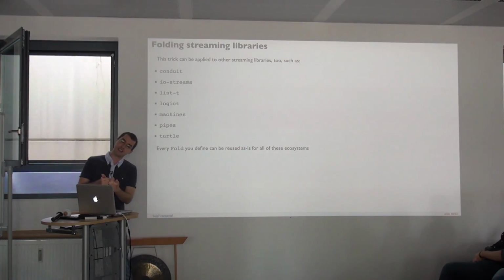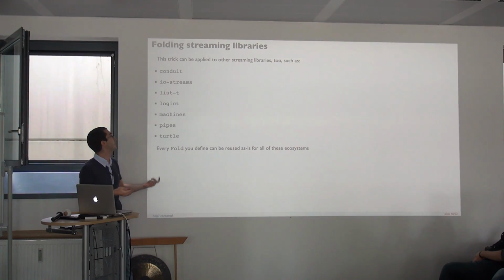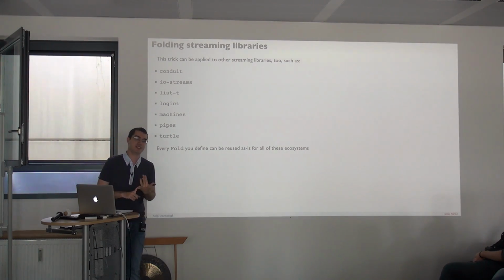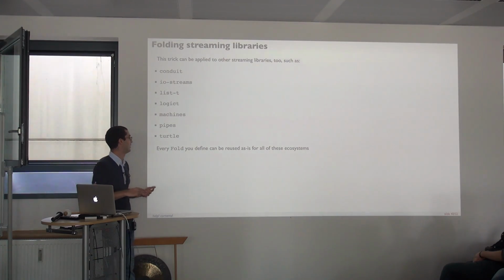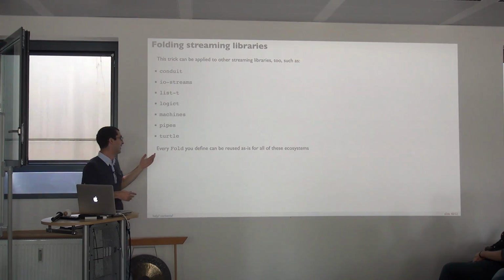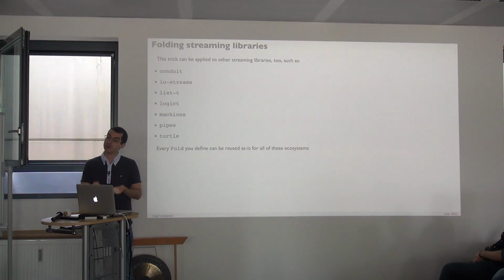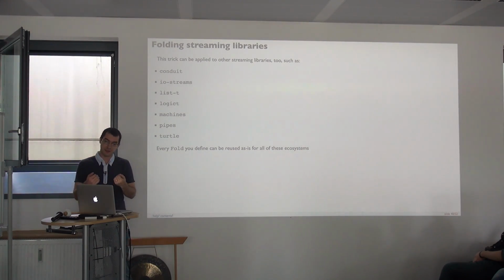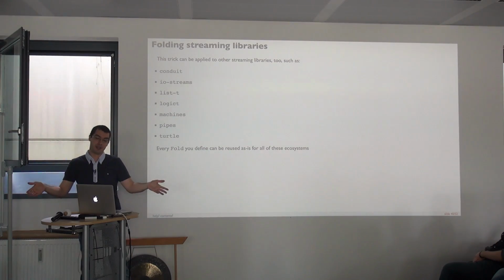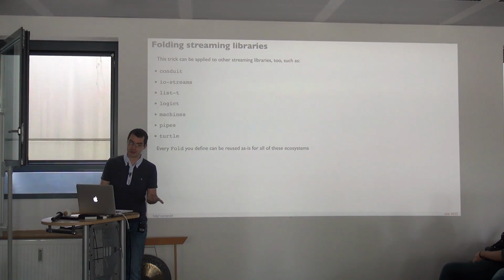What's really neat is that you can apply this to any streaming library. You can use this exact same trick to write folds that work with Conduit or with IO-Streams or with ListT or machines or pipes or Turtle. Yes, even Turtle has a streaming abstraction. That's really cool because folds are really portable and reusable. Folds are write once, run everywhere, which is not even true for the Foldable type class, but it is true for the capital F Fold type.